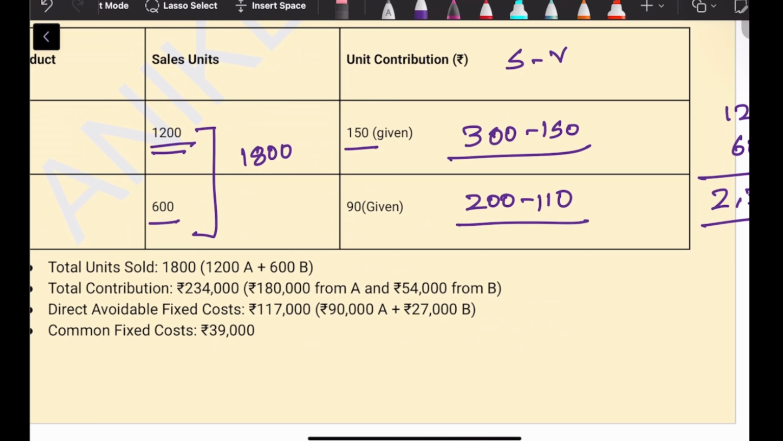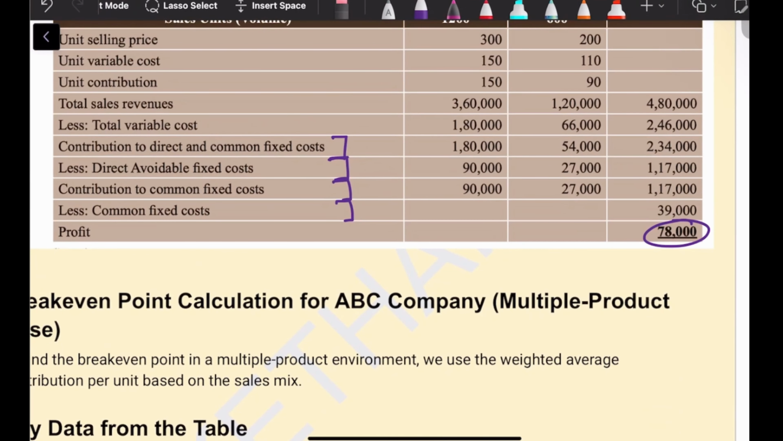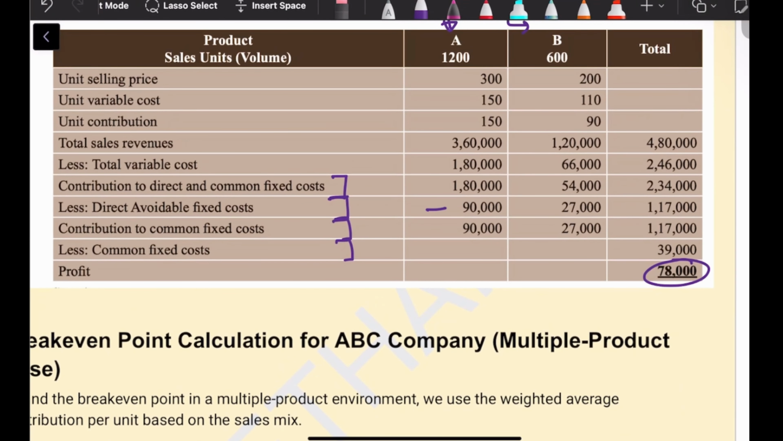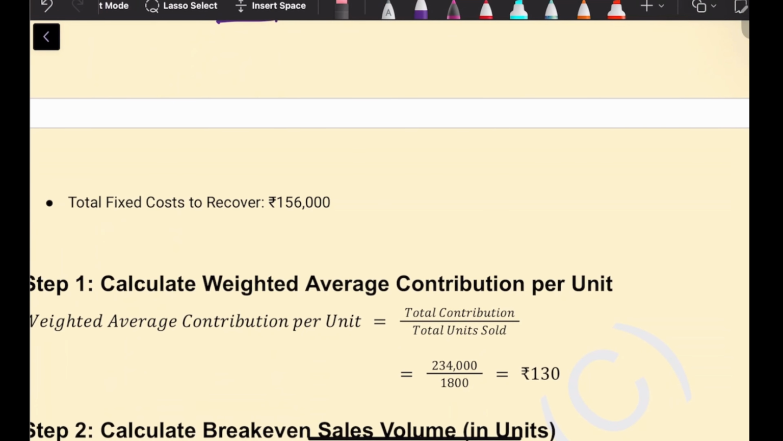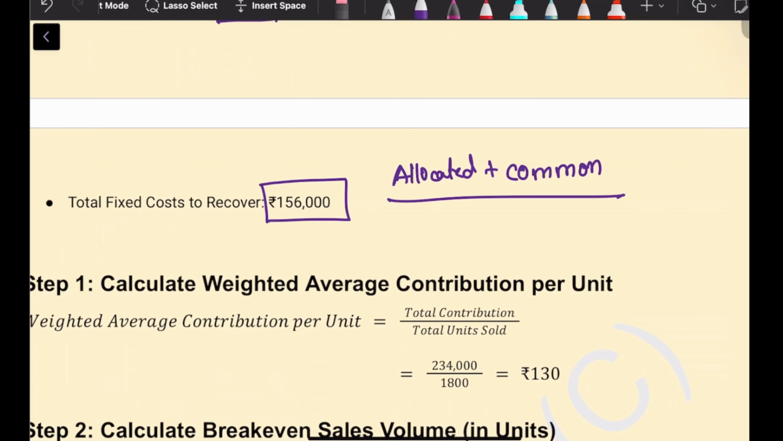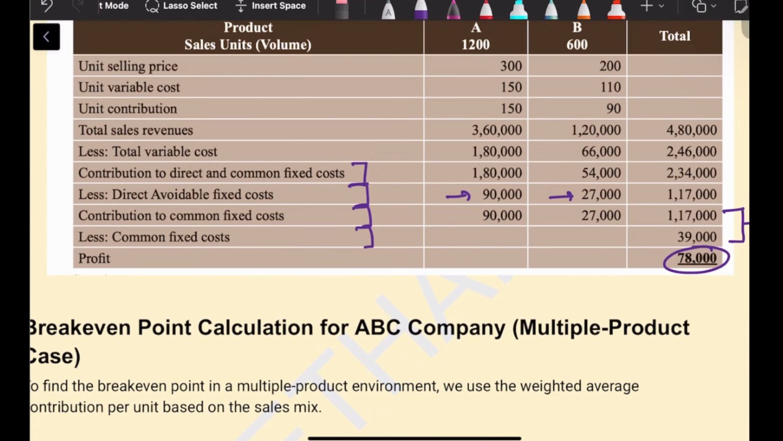Okay. Direct avoidable fixed cost. They have already given some portion of the fixed cost which is product specific. These are not common. So I will deduct this, which is 90,000 plus 27,000. Okay, so this is my allocatable fixed cost. Besides this, I have unallocated, which is common fixed cost, 39,000. That means the total fixed cost I have to recover is both allocated plus common. So this is 1,56,000 from this table. These two are my fixed cost.